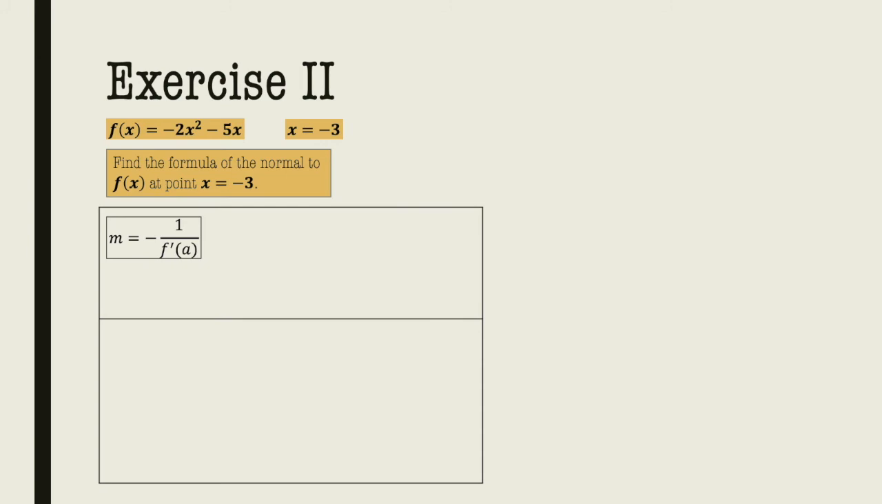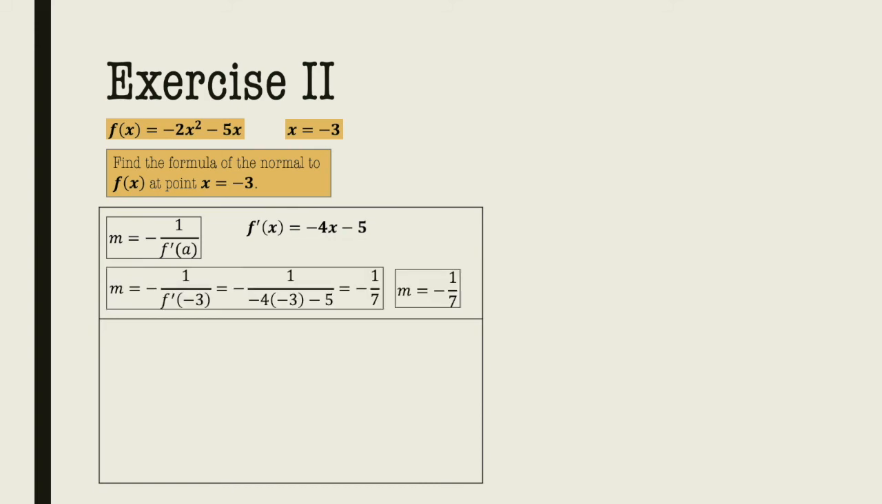Using this formula I presented previously and substituting negative 3 for a, it will yield us the gradient. The derivative for this function is 4x minus 5, and now I may solve the problem. According to our calculation, where we substituted negative 3 for x in the derivative and divided negative 1 by that result, we find that the gradient is negative 1 over 7. Next, we find the y-intercept using another formula I presented earlier.